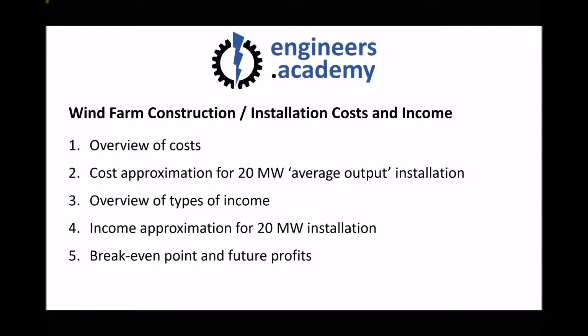In this video tutorial, we're going to begin looking at how we can estimate the construction and installation costs for wind turbines and wind farms, and we're also going to look at some of the different methods of generating income from a wind farm. So first of all, we'll look at an overview of the different costs associated with constructing a wind farm, and then we're going to make a cost approximation based on a wind farm with a 20 megawatt average output. We'll then look at some of the different types of income, and again we'll make an approximation about how much income our 20 megawatt installation is going to generate. And finally, we'll look at the break-even point and future profits.